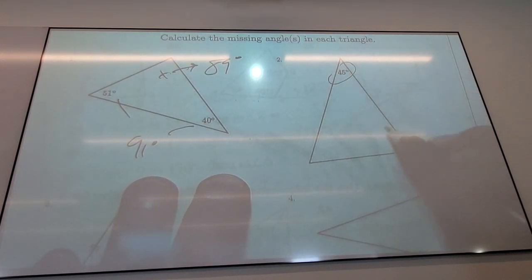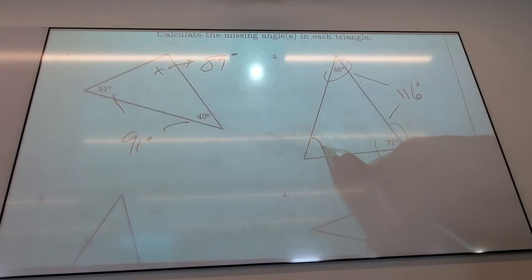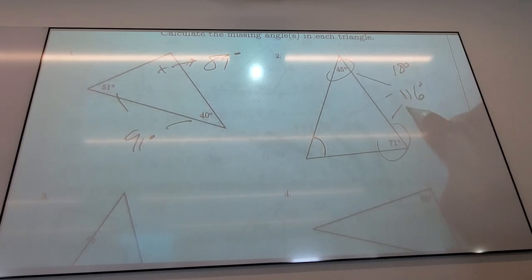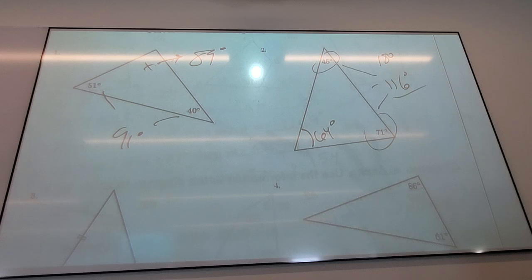Same idea here. These two make 116. So then what's this guy got to be? Yeah, 64 degrees. Is that cool? Just trying to force him to add it to be 180.